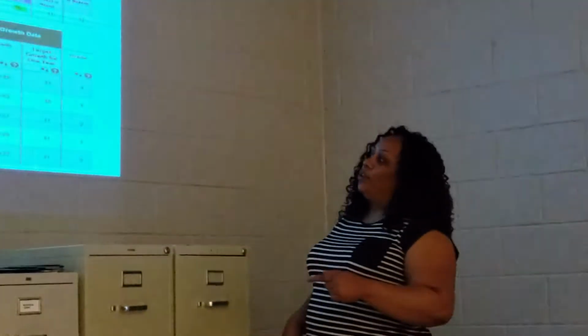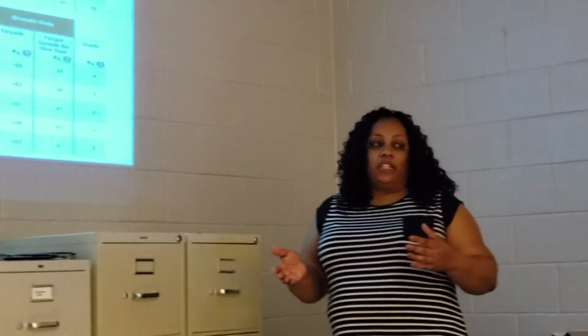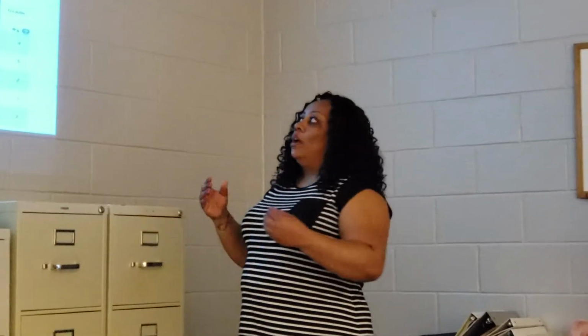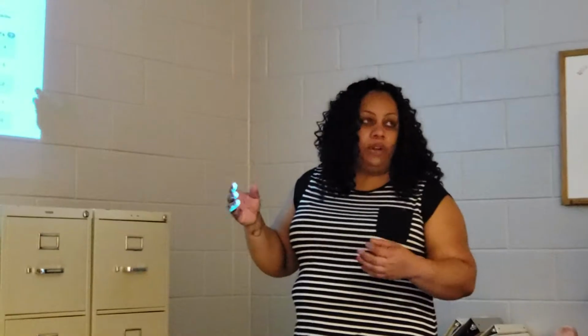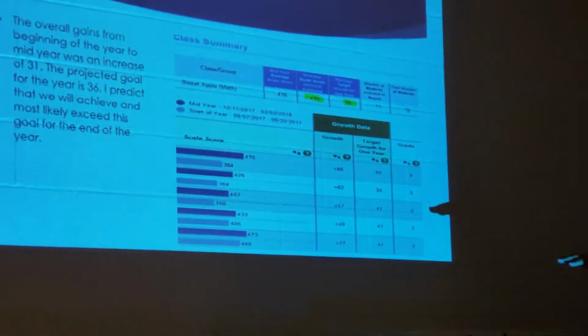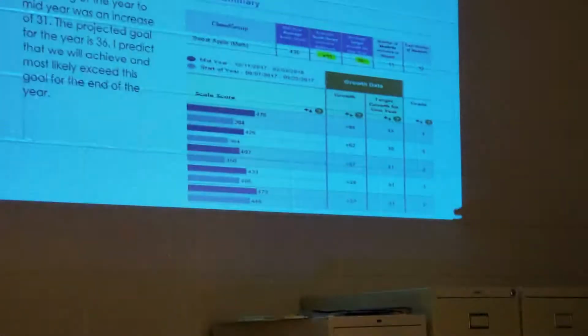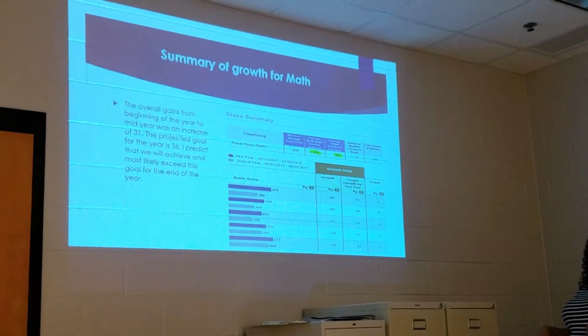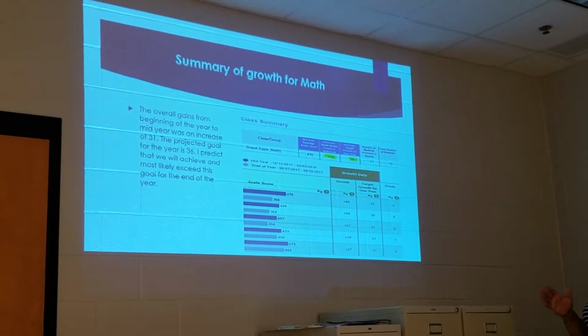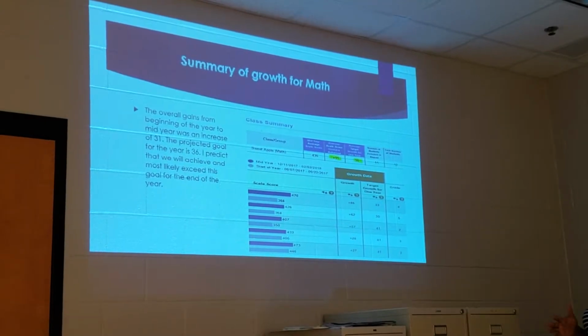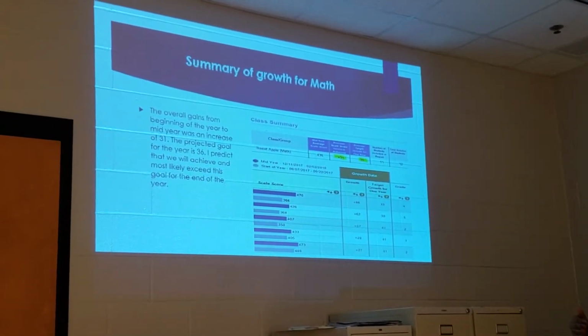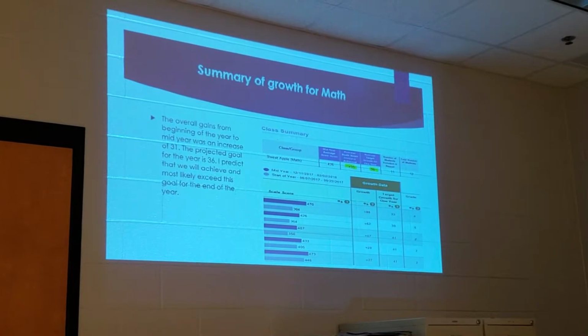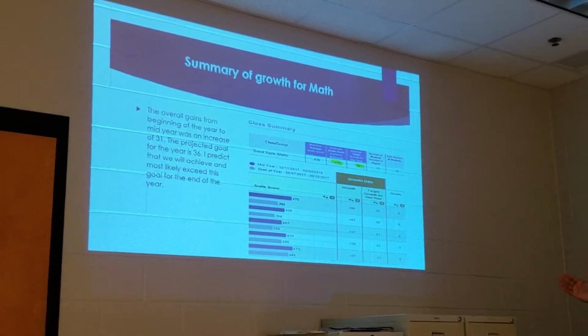So here's a summary of the growth. So when you do the first diagnostic, it gives you an overall achievement of where they want you to be at by the end of the year. So for our growth in math between our fall and our mid-year, the overall grades beginning of the year, mid-year, increased by 31. The projected goal was for us to increase by 36. So with us having this a large amount of gain from fall to the mid-year, I'm predicting that we will achieve the goal or exceed the goal for the end of the school year.